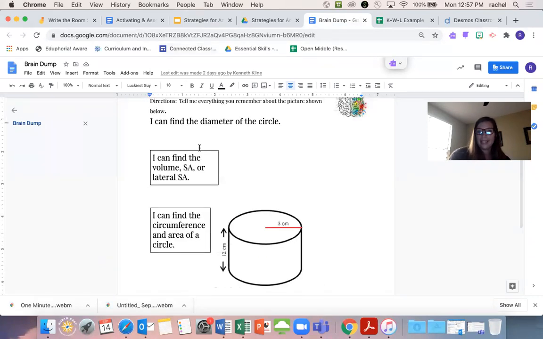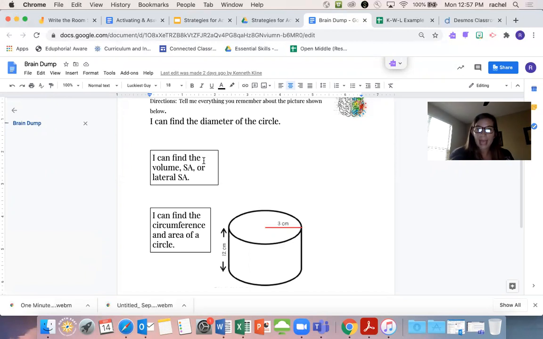And you could see students inserted a table here and said, I can find the volume. I can find the surface area. I know the circumference and the area of the circle. I didn't tell them what to look for in this. Now, I did give them some highlighted dimensions there. So they could have said, I know the radius is 3. I know the height is 12.